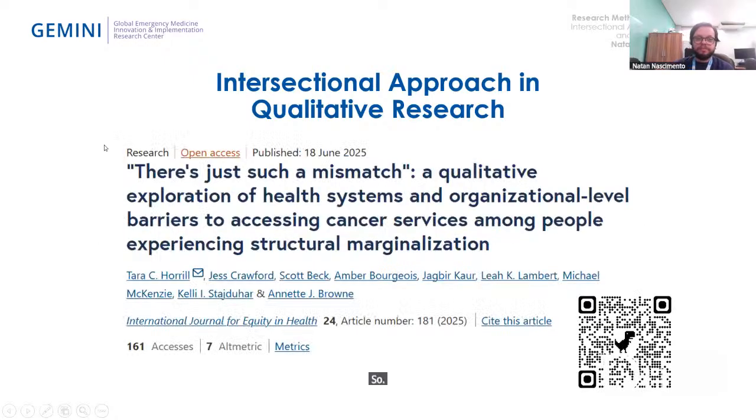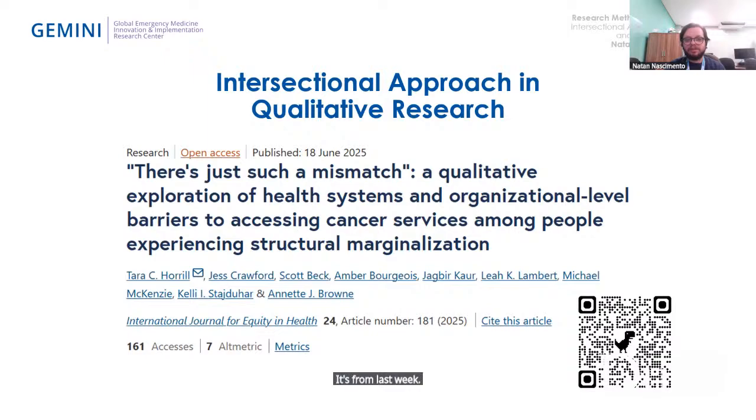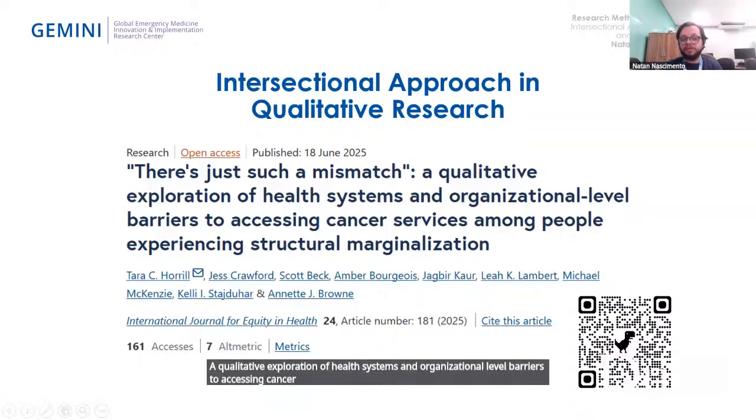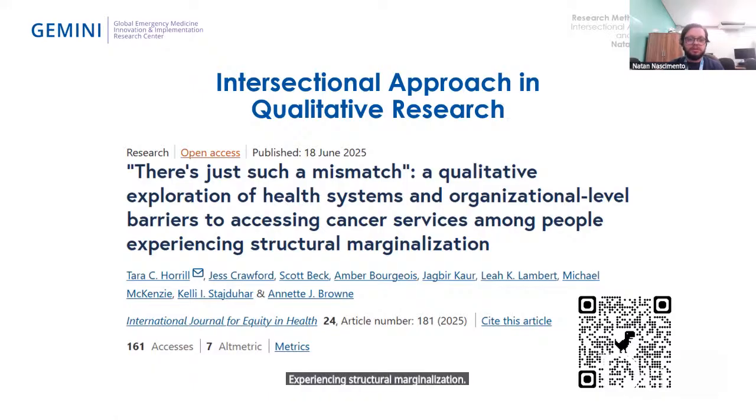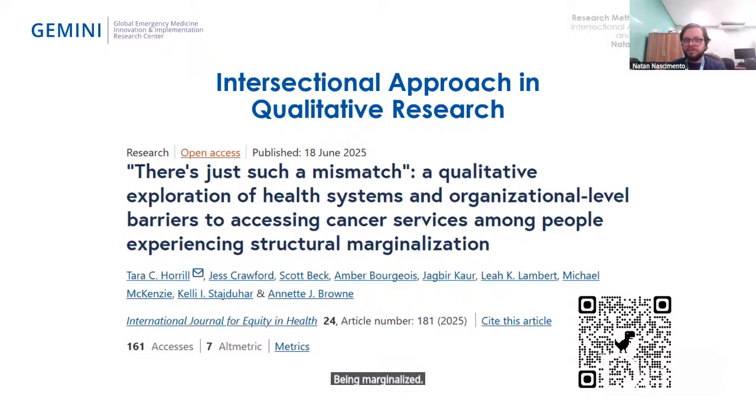So this is actually a brand new paper in the International Journal for Equity in Health. It's from last week, and it's called "There's Just a Mismatch": a qualitative exploration of health systems and organization level barriers to accessing cancer services among people experiencing structural marginalization. So this is an ethnography with multiple groups, but not trying to compare those groups, just using different groups to understand how being marginalized shapes access to cancer services.